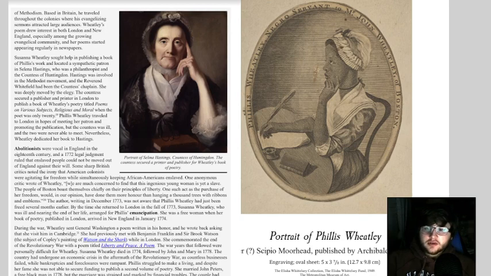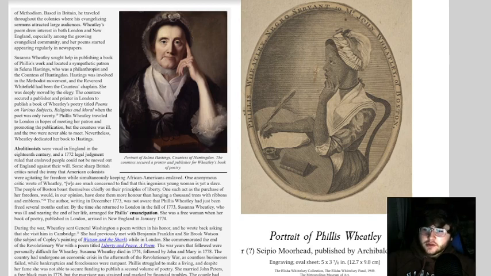Abolitionists were vocal in England in the 18th century, and a 1772 legal judgment ruled that enslaved people could not be moved out of England against their will. Some sharp British critics noted the irony that American colonists were agitating for freedom while simultaneously keeping African Americans enslaved. One anonymous critic wrote of Wheatley, "We are much concerned to find that this ingenious young woman is yet a slave. The people of Boston boast themselves chiefly on the principles of liberty."